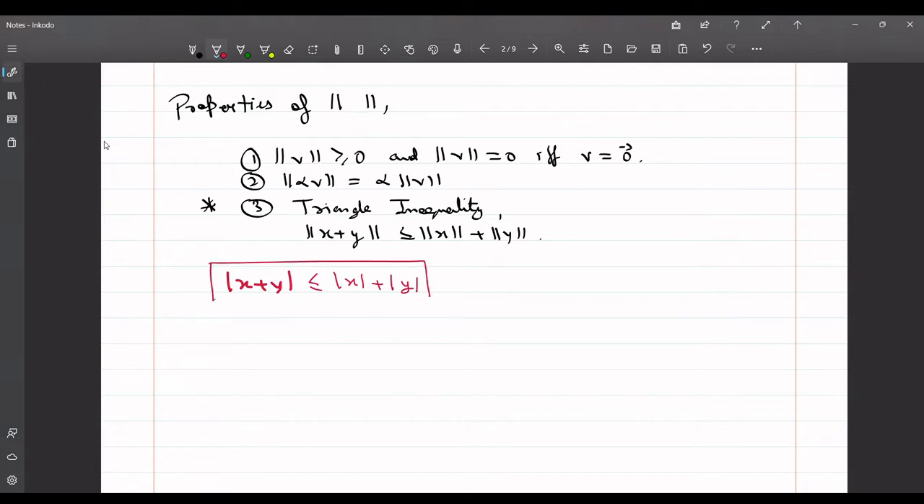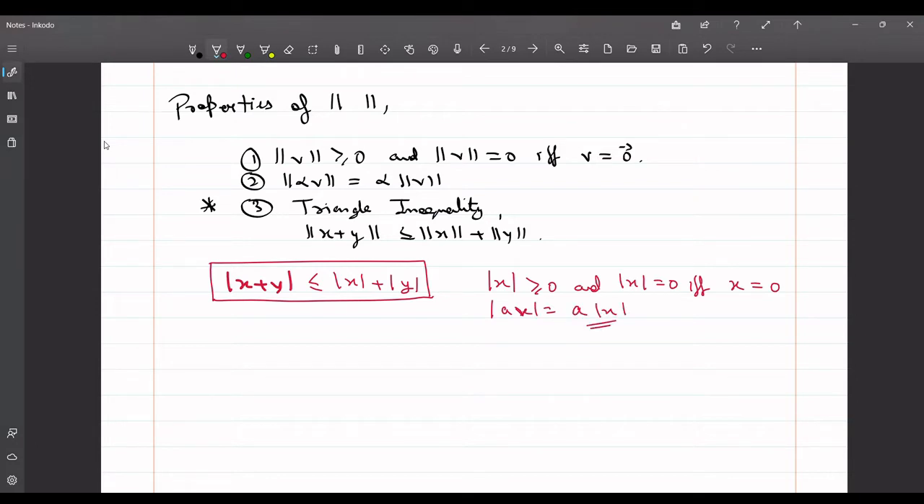We already know this. The mod of x plus y is always less than or equal to mod of x plus mod of y. Okay. We also know that mod of x is always greater than or equal to 0, and mod of x equals 0 if and only if x equals 0, and also mod of a times x is the same as a times the mod of x.